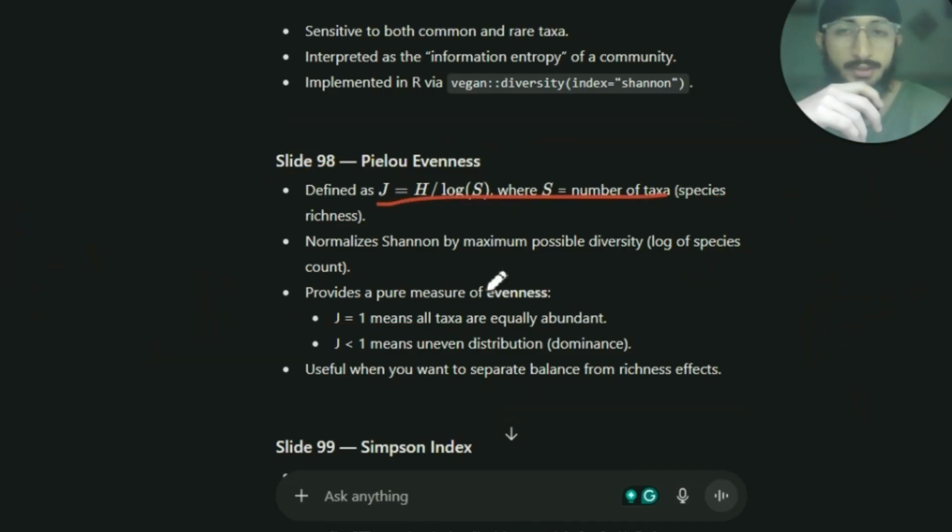And this is the formula for Pielou evenness. It normalizes Shannon by maximum possible diversity. Log S is the maximum possible diversity, the log of the species count, right? It provides a pure measure of evenness.